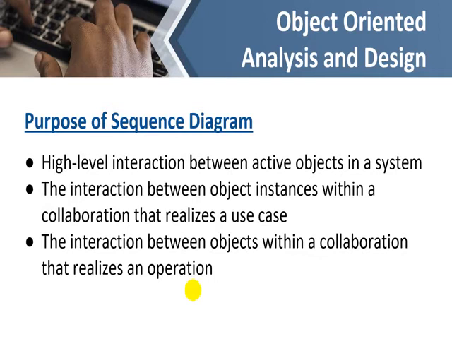In fact, this sequence diagram is a high level interaction between active objects in a system. It shows the interaction at the higher level: the interaction between object instances within a collaboration that realizes a use case. So this diagram tells us how a use case is implemented in terms of its functionality. Similarly, it shows the interaction between the objects within a collaboration that realizes an operation, so how an operation is performed, how some task is done.